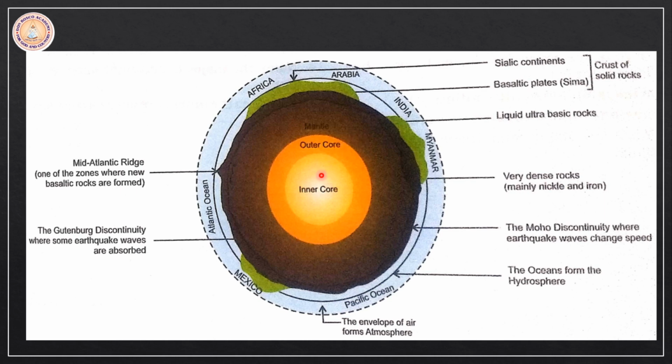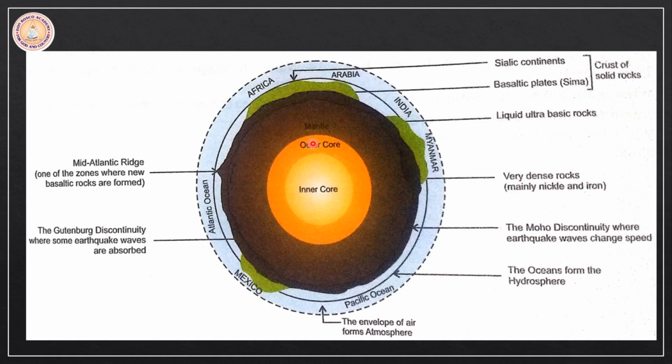Now the central layer of the earth is known as the core. This dense layer is also known as the barysphere. The core of the earth has a radius of 3,500 kilometers. The core is made up of very dense materials, mainly nickel and iron. That is why it is also known as the Nife. The core is subdivided into two zones, the inner core and the outer core.